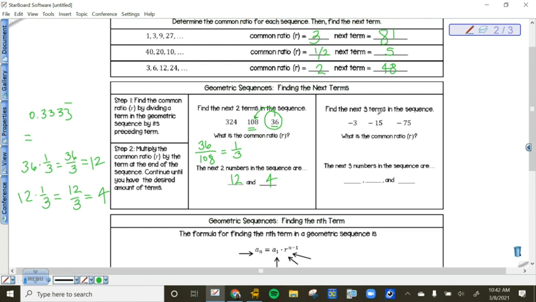Okay, you guys give it a try. So first, find the common ratio. Take negative 75 and divide it by the previous term, negative 15. Negative 75 over negative 15. And then use that number to find the next three numbers in the sequence. So you'll probably use your calculator for that, unless you want to do long division by hand.